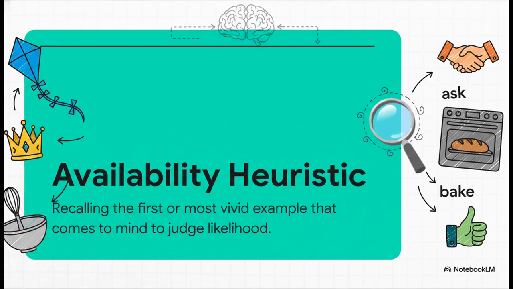Our brain takes a shortcut. It judges how common something is based on how easily examples come to mind. It's super easy to think of kite, king, kitchen. It's a lot harder to instantly pull up words like ask, bake, or like.